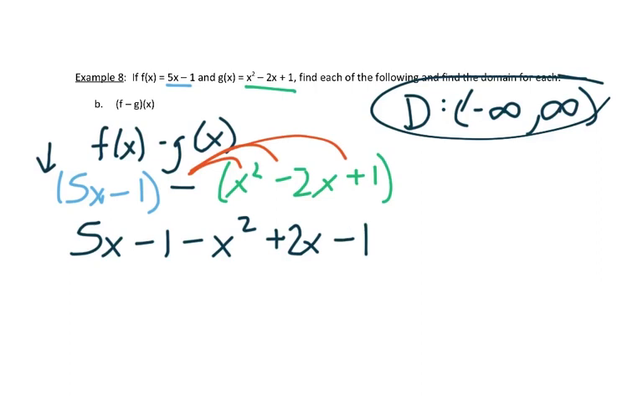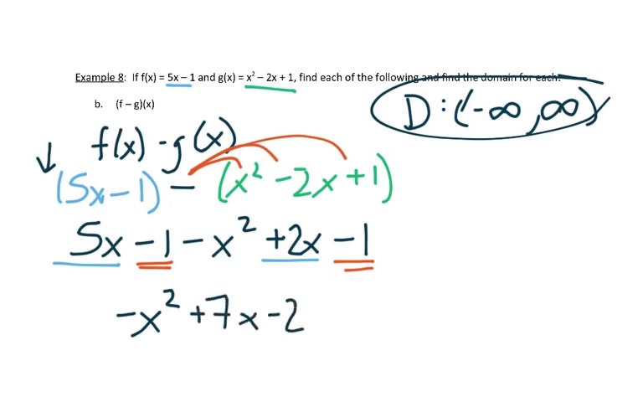And then again we want to combine like terms. So I'd have these two that I want to put together and these two that I want to put together. So I'll start with my x squared, negative x squared. 5x plus 2x is 7x. And negative 1 minus 1 is negative 2.